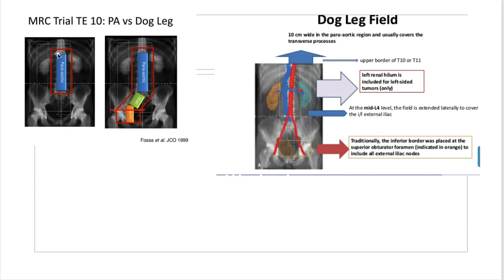I believe the para-aortic fields are essentially from T10 or T11 down to L5. And you put 2 cm on the actual borders of the vertebral bodies or carry on the transverse processes.